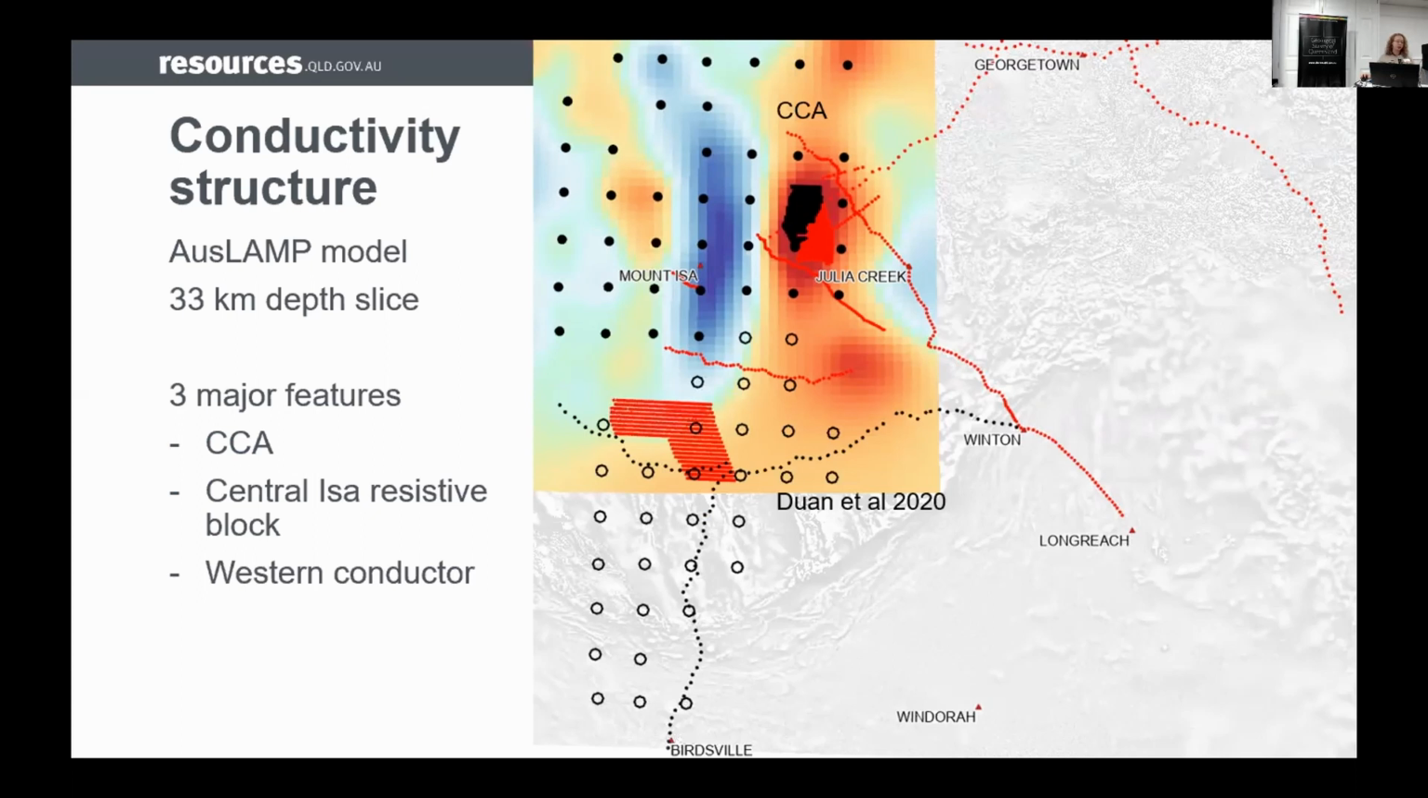And we've got a big resistor block through the guts of Mount Isa and then another more moderately conductive feature down the western succession of Mount Isa. So this is kind of our current framework for understanding what these smaller surveys are telling us.